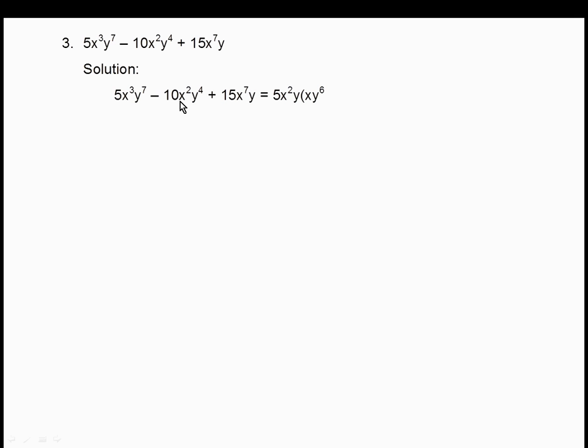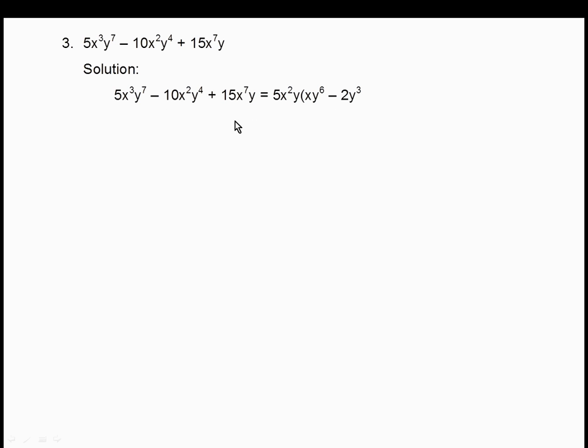10 divided by 5 will be 2. X squared divided by x squared will be 1. So far I still just have 2. And y to the 4th divided by y will be y cubed. Notice we're subtracting exponents, the second law of exponents. We're dividing, so we subtract the exponents of like base. So I have minus 2y to the 5th. Oh, excuse me, 2y cubed. My mistake. 4 minus 1 does give me 3.